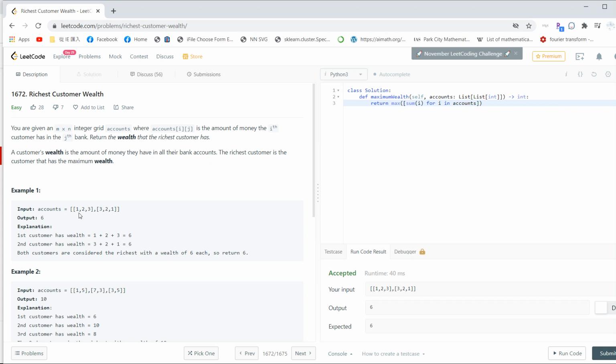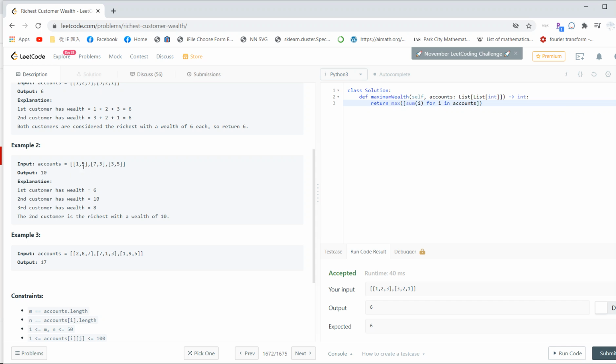So basically, you can view the first person. For example, in this account, the first person has 3 bank accounts, and the total wealth is 1 plus 2 plus 3, which is 6. And the second person also has 6, so just return the 6. So you see this is very easy, right? So 6, 10, and 8, so return 10. And this is 17, and this is 8 plus 3, so 11. This is 15, so return the first one.